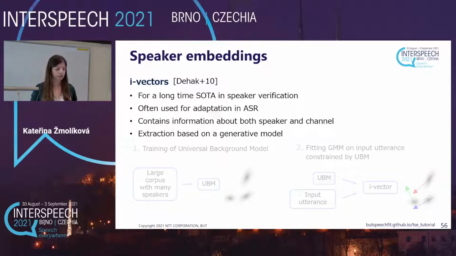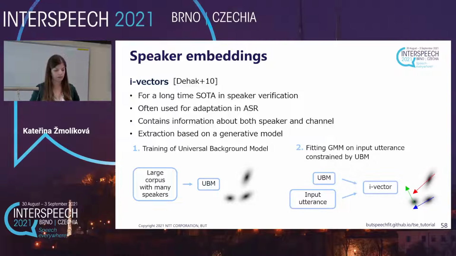The extraction then goes in two steps. In the first step, a universal background model is trained. A universal background model, or UBM, is a GMM which is trained on a large data set of many different speakers. After the UBM is trained, we can actually extract the I vector from the input utterance by fitting a GMM to the input utterance, but here the GMM is constrained by the previously trained UBM.